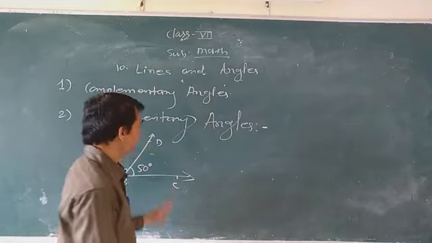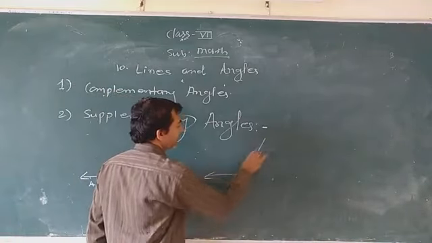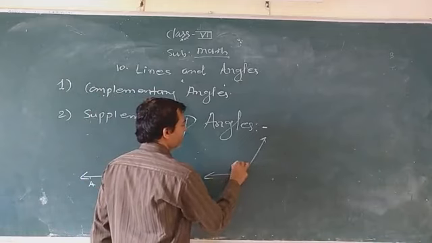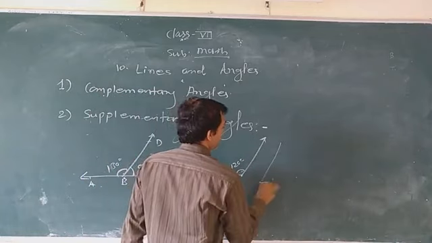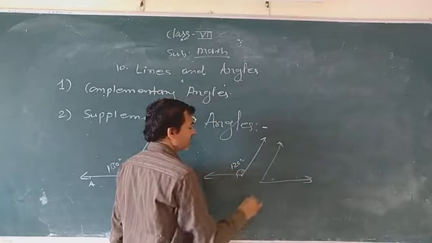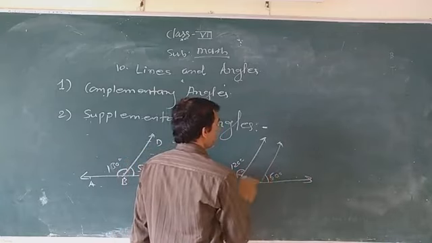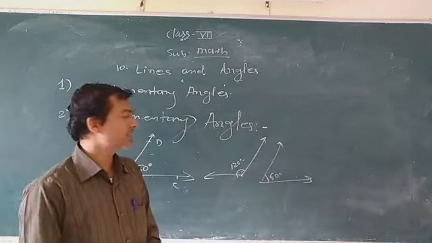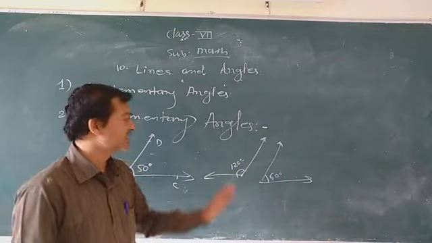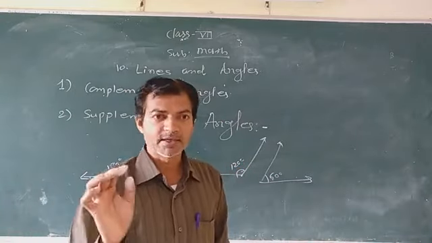You can draw the angles like this also. This is one of the angles having measurement suppose 120 degrees. Another angle, its measurement is suppose 60 degrees. If you add these two angles, you can see these angles are the supplementary angles.